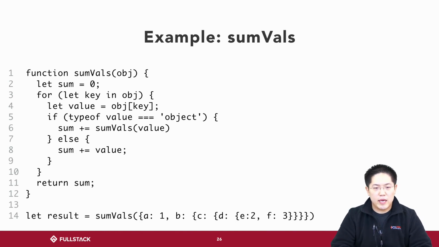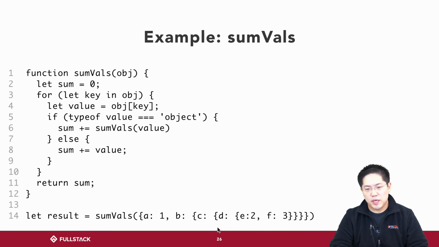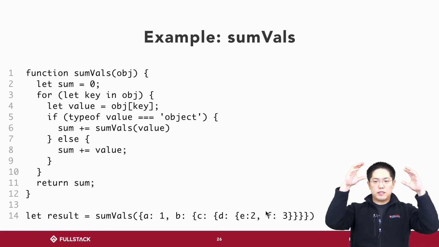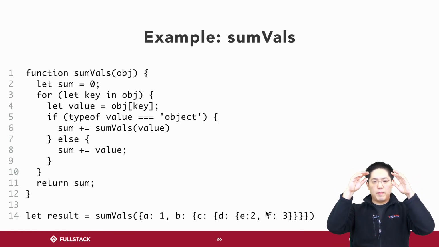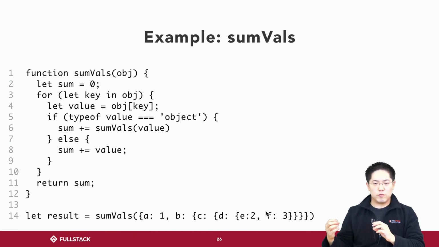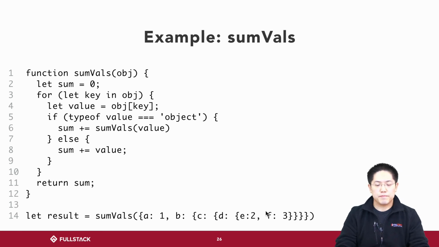So here, if we call sumVals of an object with A being 1, B being an object, with C being an object, D being an object, E having value 2, F having value 3. So A has the value 1 at the top level. Then we have B going to C, going to D, going to E and F with 2 values. So we should expect the value 6, but we have to do quite deep nesting.